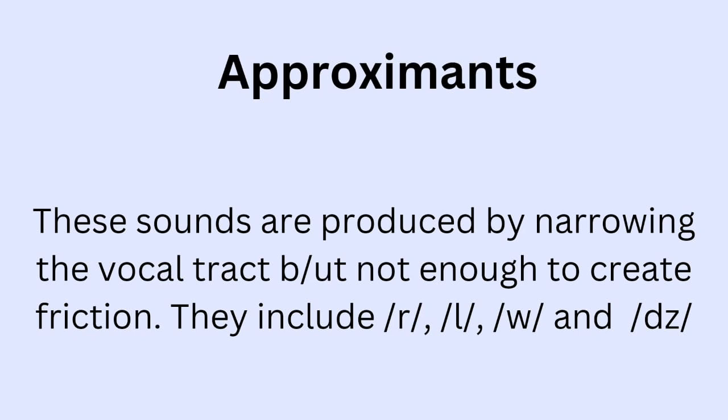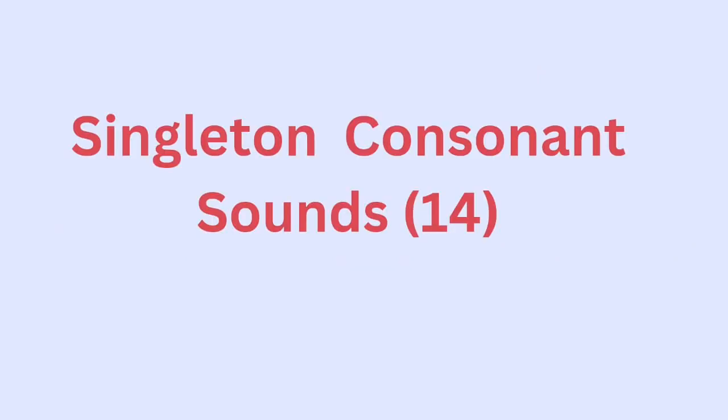Remember that when the letters of the alphabet are enclosed in slants like this, like the one you can see on your screen, we call them sounds. By the time they are enclosed in slants, they become speech sounds. Just as I said earlier on, there are 24 consonant sounds in English.